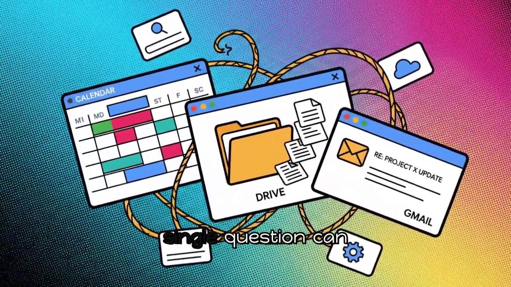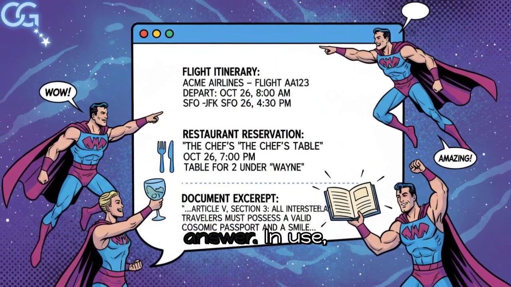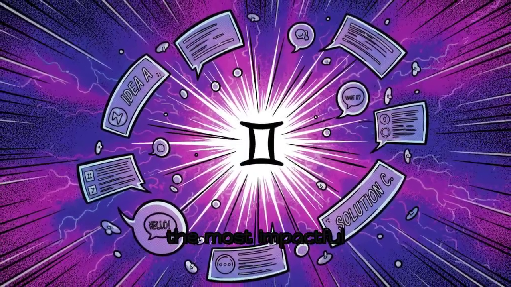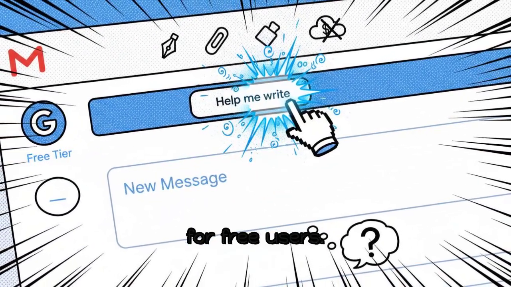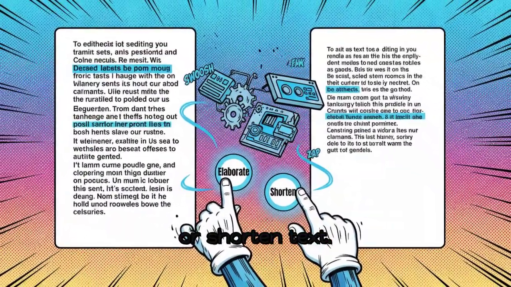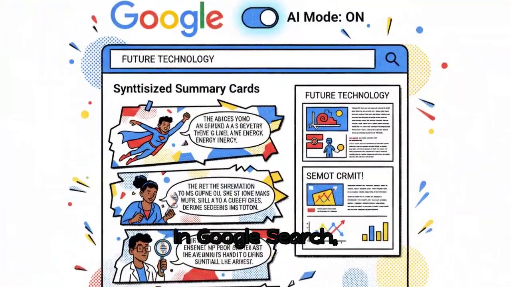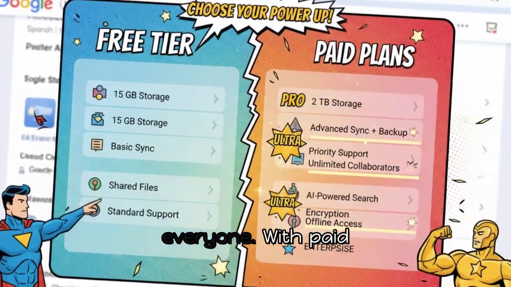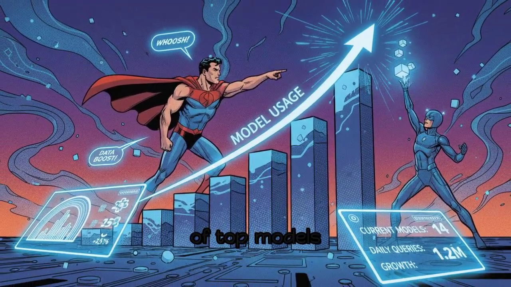Personal Intelligence connects Gmail, Calendar, and Drive so that a single question can pull from an itinerary, a reservation, and a document as one connected answer. In use, it stands out as one of the most impactful additions to the Gemini experience. In Gmail, the line between free and paid has shifted. Help Me Write appears even for free users. It can draft replies, formalize tone, elaborate on ideas, or shorten text. On paid plans, search becomes smarter with AI assistance. In Google Search, an AI mode adds synthesis for everyone. With paid plans, Personal Intelligence can inform those results, and usage of top models increases.